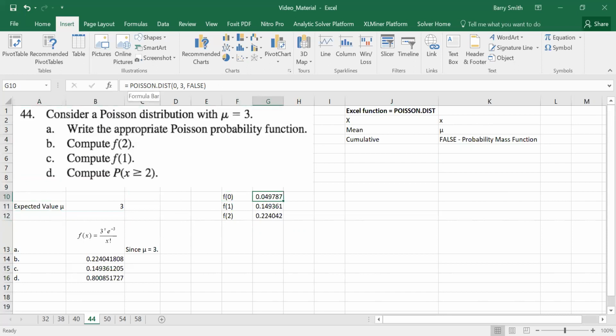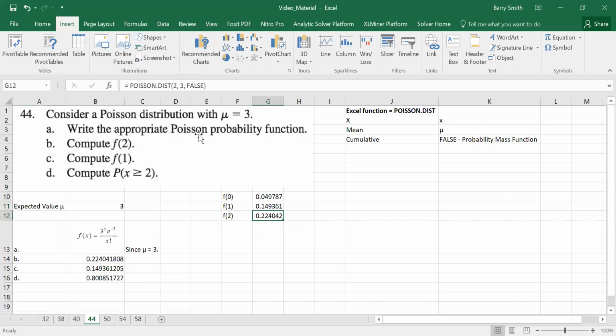So the Poisson distribution is going to be Poisson.dist. And for f of 0, that's x, so that's going to be 0. And then our expected value is 3, so that's going to be 3, and then comma false. And so that's what that is. And so then if I move down, the next one, I'm going to have f of 1. Well, that just means x is 1. And then here, f of 2, so that means this x is going to be 2. And so those are my 3 values.